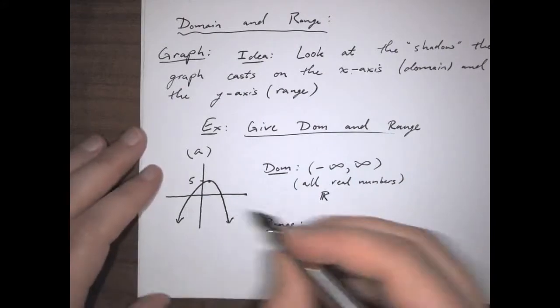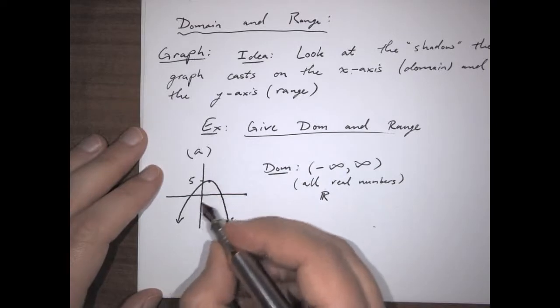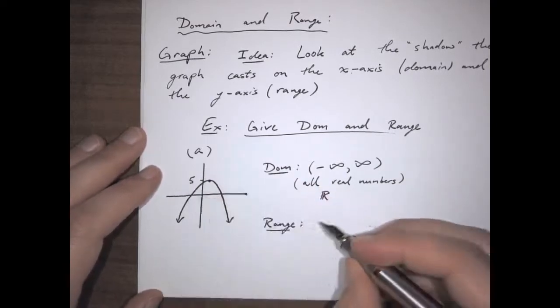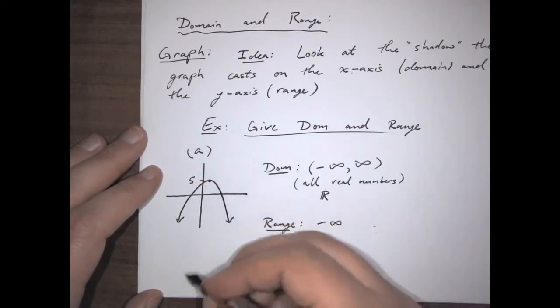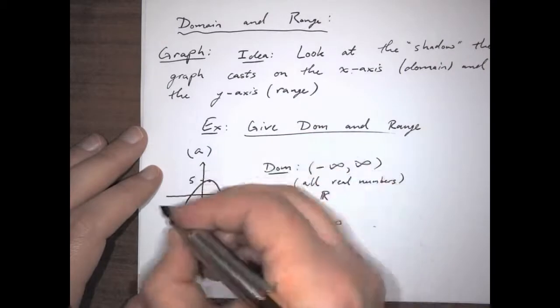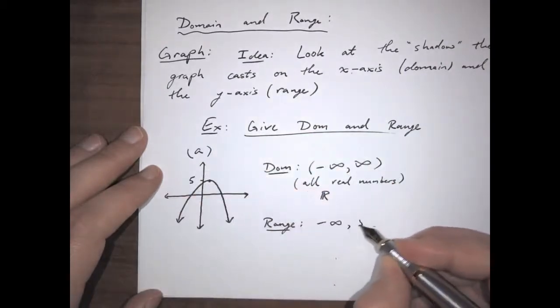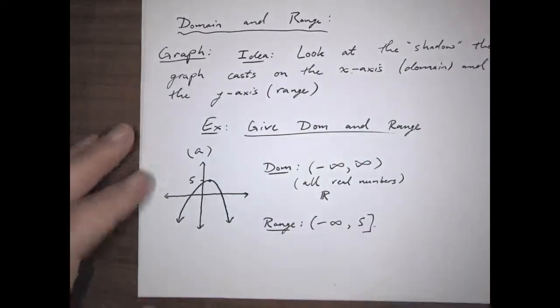Now for the range, that is not the case. You can see that it goes all the way down thanks to those arrows. However, the highest it gets is the 5. So what that means is it goes from way down at negative infinity all the way up until it reaches 5. 5 is actually included, but infinity never is.